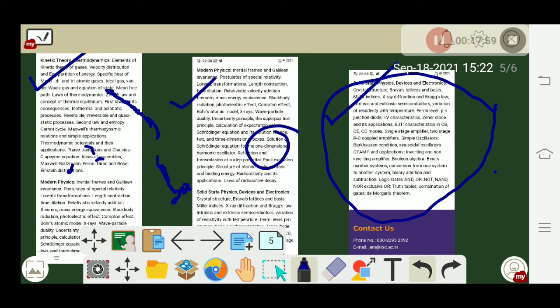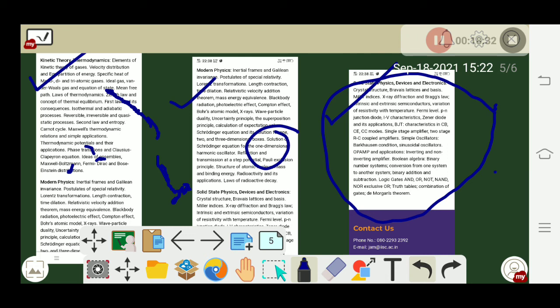Intrinsic and extrinsic semiconductor, obviously band graphs are important. Variation of resistivity with temperature, standard graphs are there. Just to read that. Fermi level, yeah, it's included in band theory. PN junction diode, IV characteristics. Okay, you have Zener diode. Zener diode, there are some standard problems. We're going to discuss that. You will get questions from the problems discussed in the class.